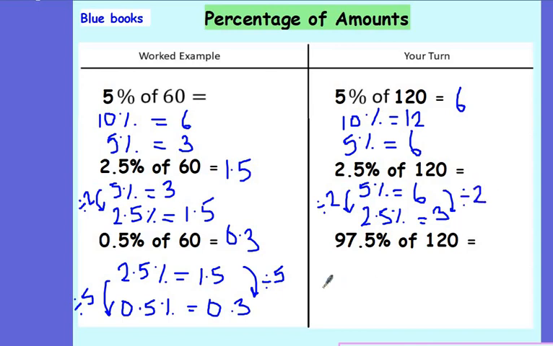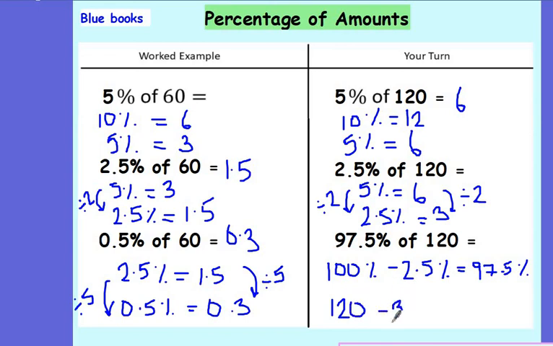How about 97.5%? Charlie, how can I make 97.5%? You're right, I could do 100% and subtract my 2.5% to give me 97.5%. We know that 100% is 120. We know that 2.5% is 3. So 97.5% would give me 117.